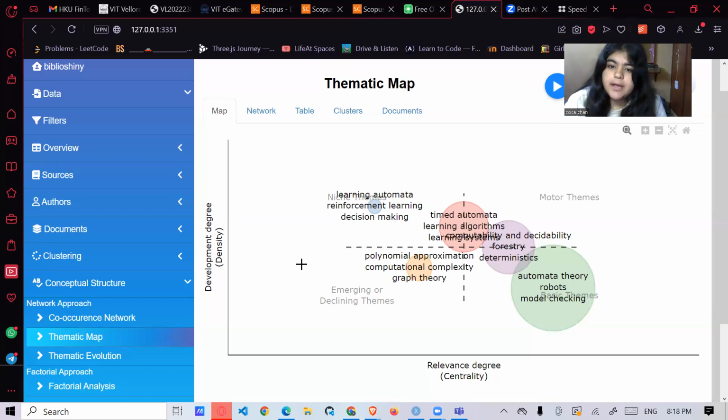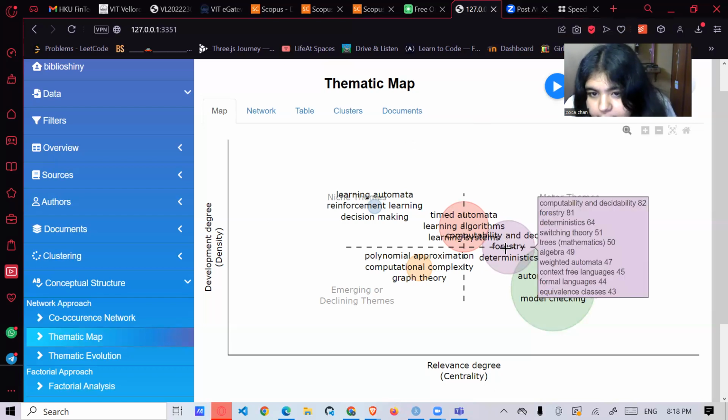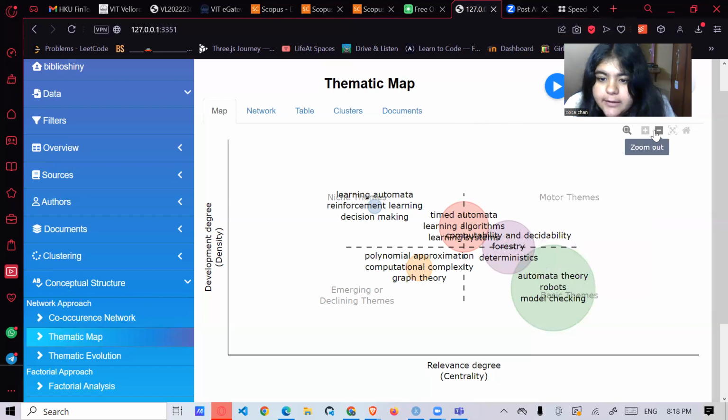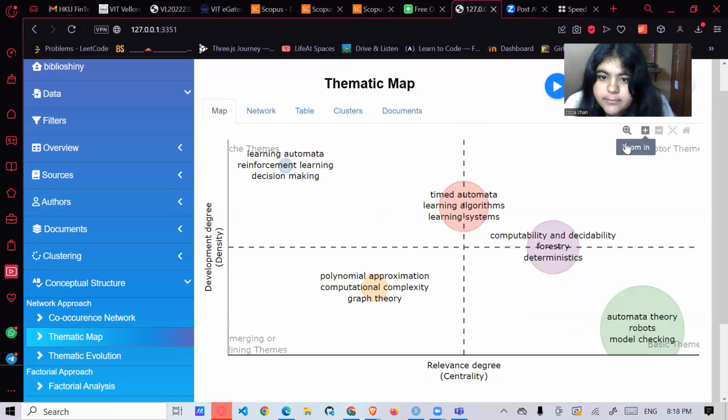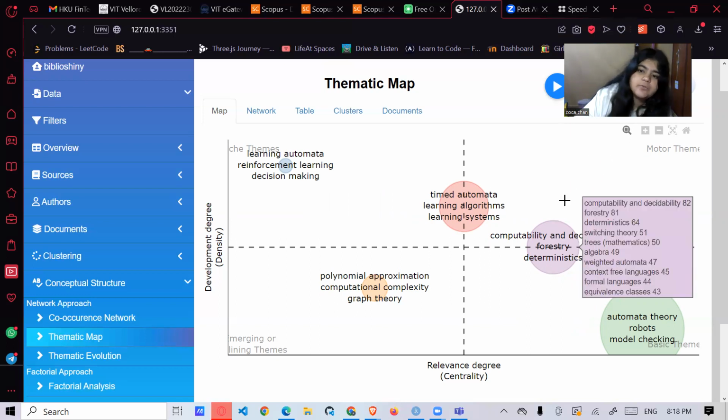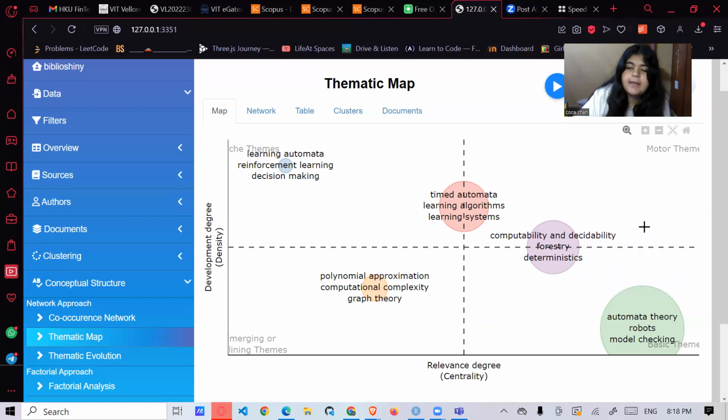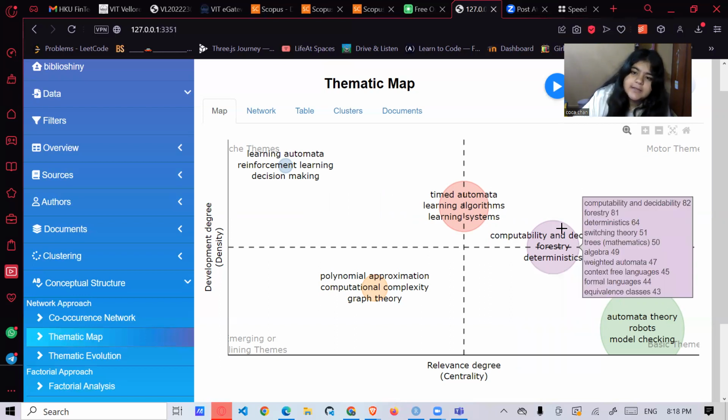Now the motor themes are the ones which have high impact and high relevance too. I'm going to zoom in. Let me zoom in. Now you have motor theme. Now you don't have a complete motor theme in this database. Usually a completely motor-themized aspect, which would be somewhere over here, means it has high relevance and high impact too. But over here this comparatively still has high relevance and high impact.